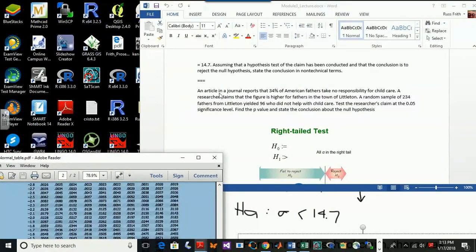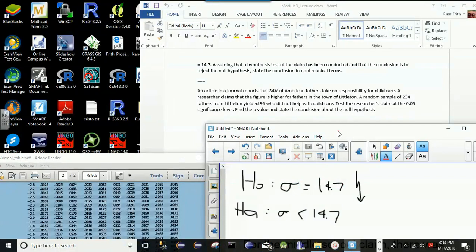An article in a journal reports that 34% of American fathers take no responsibility for childcare. So this is going to be a proportion problem. A researcher claims that the figure is higher for fathers in the town of Littleton. A random sample of 234 fathers yielded 96 who did not help with childcare. Test the researcher's claim at the significance level of 0.05. Find the p-value and state the conclusion about the null hypothesis. So we're not going to use critical values, but we're going to use p-values.